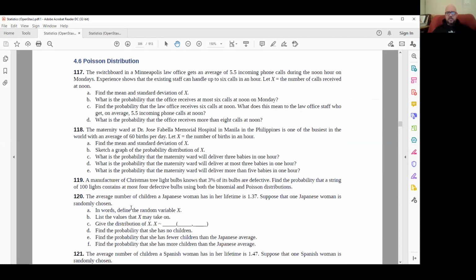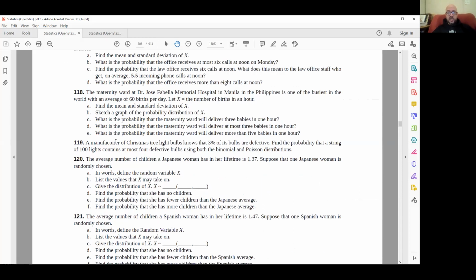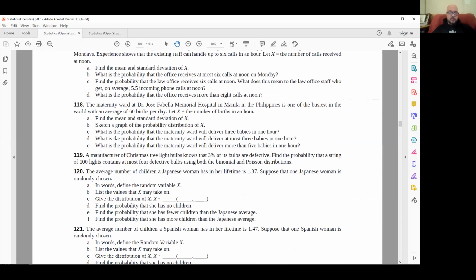Yeah, the maternity ward at Dr. Jose Fabella Memorial Hospital in Manila in the Philippines is one of the busiest in the world. That is not a surprise. The Philippines have a lot of people, with an average of 60 births per day. That is a lot. Think about 60 babies being born in one hospital ward in a day. So let X be the number of births in an hour, not in a day, but in an hour.